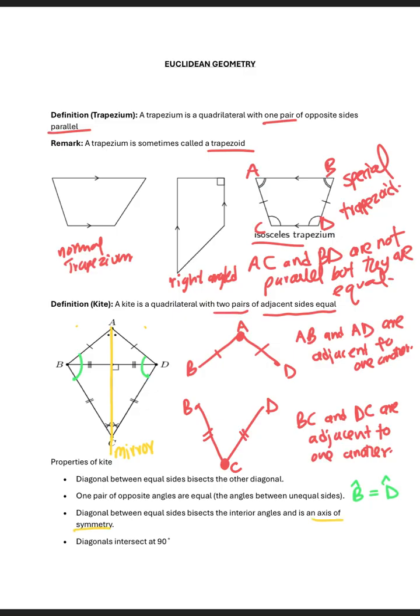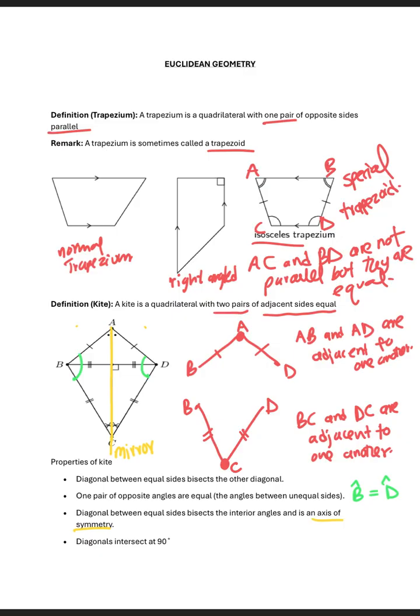And then they say it bisects the angle. When it says it bisects the angle, it means that it divides the angle into two equal parts, meaning angle A is divided into two equal parts. That's why we can see those two black dots. Those two black dots mean that angle A is divided into two equal parts, and also angle C is divided into two equal parts.